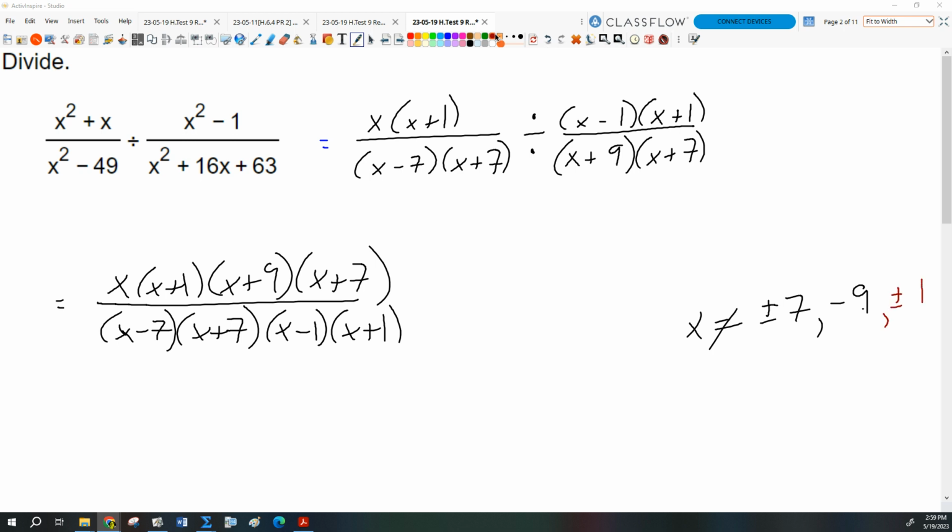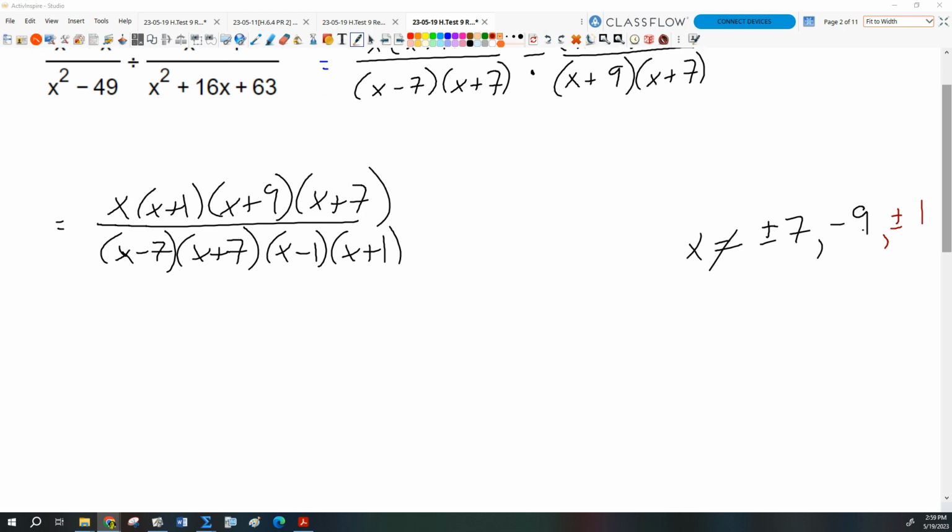Now we got all our exclusions, 5 of them, a lot of them. And then finally, what do we get to do? Cancel. Okay, so what can we cancel? Looks like x plus 7s, x plus 1s. So our final answer then, what's left on top? X, okay. What's on the bottom? There it is. Okay, good enough? Give me 1 to 5. Does that all make sense? Okay.